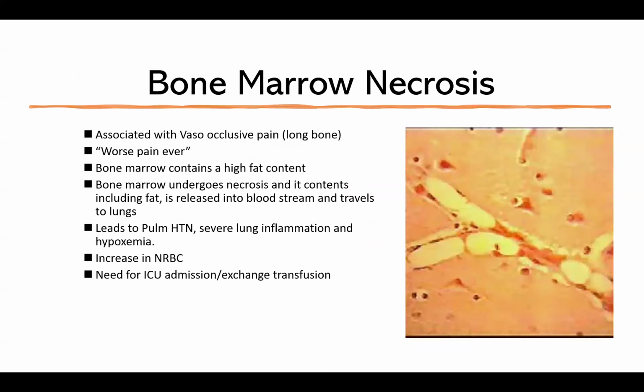And then bone marrow necrosis, it's not as common, but I would say every year we see a handful of kids present this way. So this is quite a severe form of acute chest. It is associated with vaso-occlusive pain, mostly of the long bones. A lot of the patients report it being the worst pain ever.